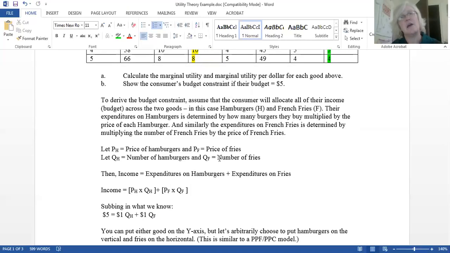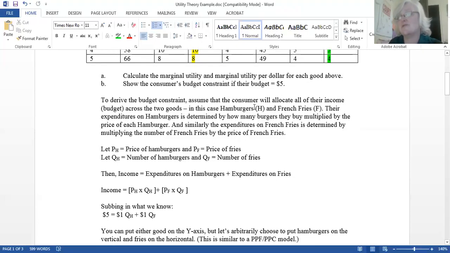This is kind of like a PPF. It's like, okay, what can we afford with our $5? It's going to give us a set of choices, and then we have to choose amongst all those choices of how we can spend our $5, which choice is going to make us happiest, okay? So let's look at the budget constraint as the set of possible points that we can consume exactly $5. So in this case, here's my little description here. Assume that the consumer will allocate all of their income across the two goods.